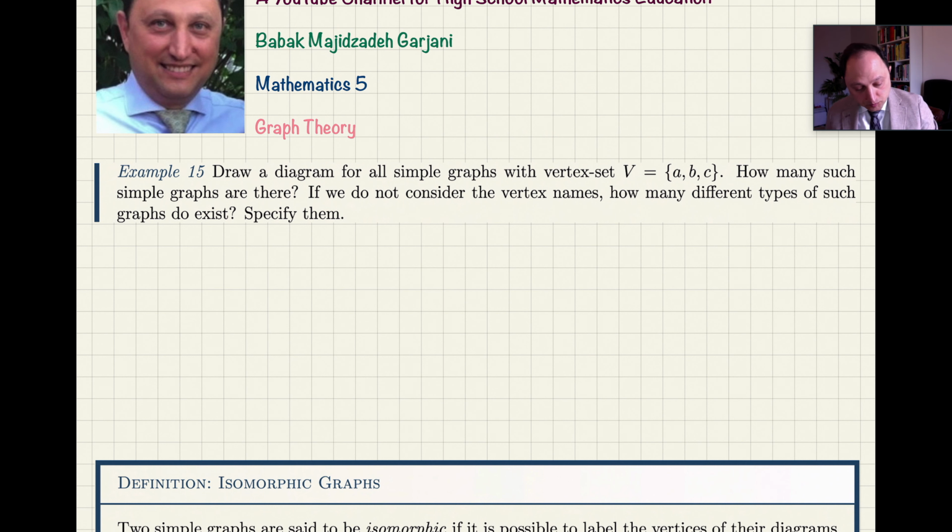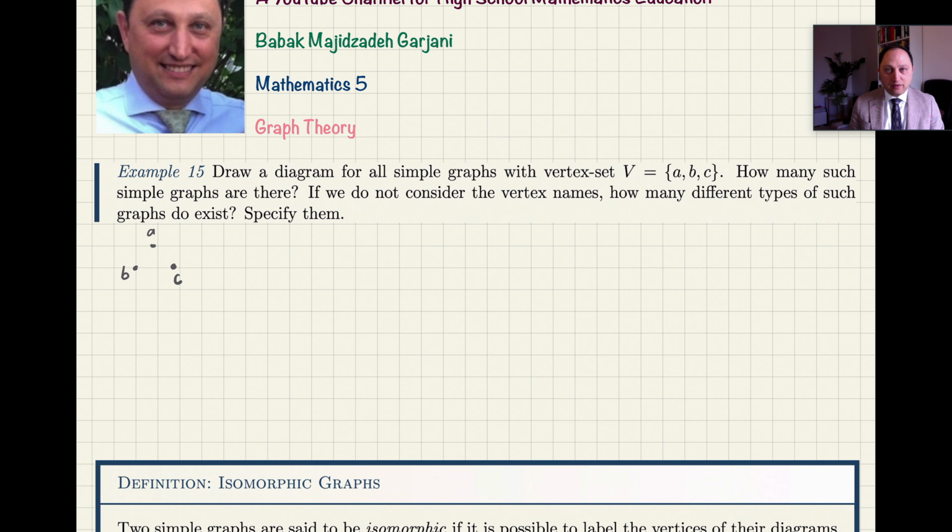I have 3 vertices. Let me name them for the first part of the problem. So this is A, this is B, this is C. That's it. This is a graph. This is a simple graph of order 3 without any edges. So this is one graph.